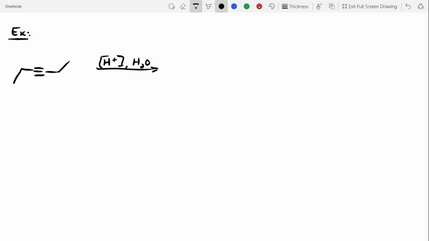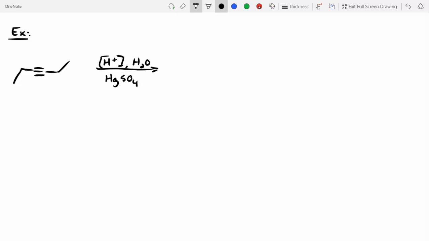And is this enough to do the hydration? Not quite. We need a catalyst, remember? Alkynes have a really high activation energy for hydration. So what's the catalyst that we use for alkynes? Yeah, mercury sulfate, so HgSO4.